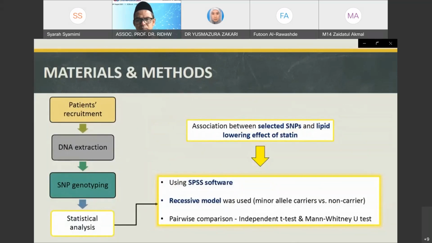After performing SNP genotyping, statistical analysis of the association between selected SNPs and the lipid lowering effect of statin was performed using SPSS software, in which a recessive model was used to group the patients according to the minor allele carriers and non-carrier group. And pairwise comparison in terms of lipid reduction between these two groups was performed using the independent t-test and Mann-Whitney U test.